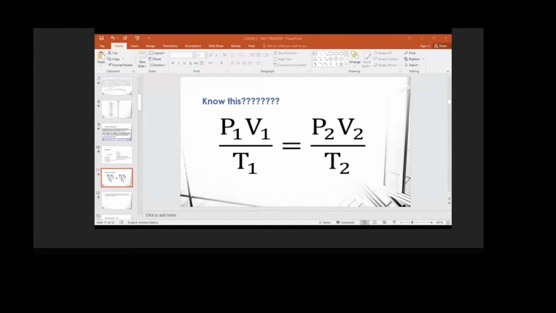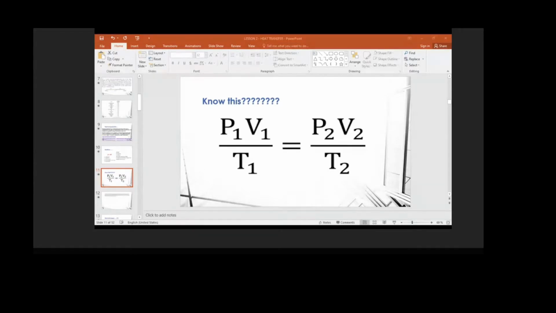Yes, Charles' law. Pressure is constant in Charles' law. So Charles says that pressure is constant for a fixed mass of gas. Then if the temperature increases, the volume will increase as well. Great. Alright, so that's 2 out of the 3.